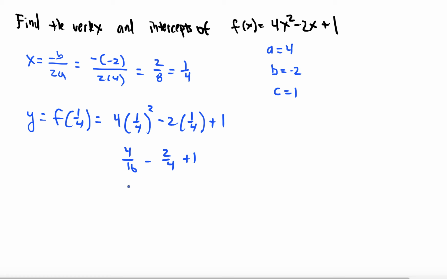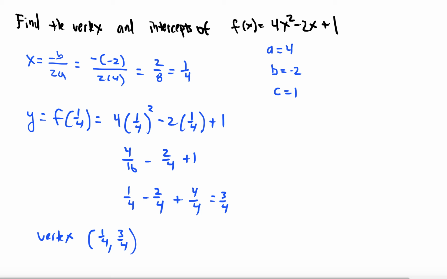4 over 16 is 1 over 4. I'm going to keep that 2 over 4 because I noticed it'll have the same denominator. And then this one, I'll make it 4 over 4 so that they all have the same denominator, and we end up with 3 over 4. So what does that mean? It means that the vertex of this parabola is at 1/4, comma, 3/4.